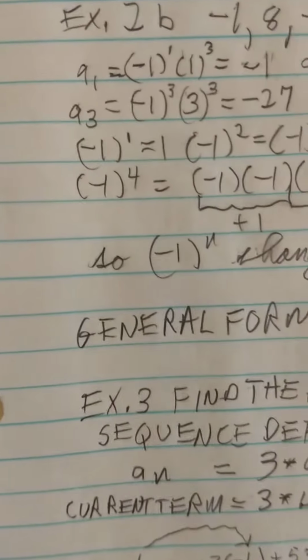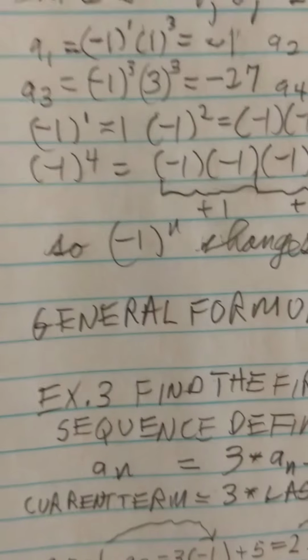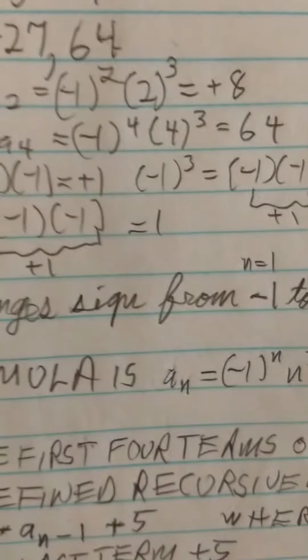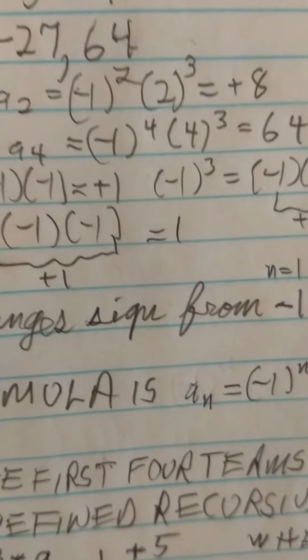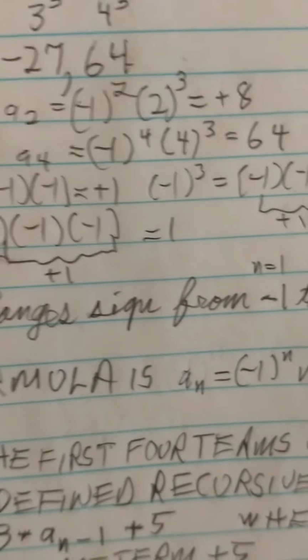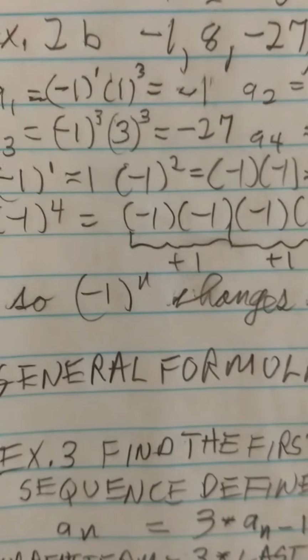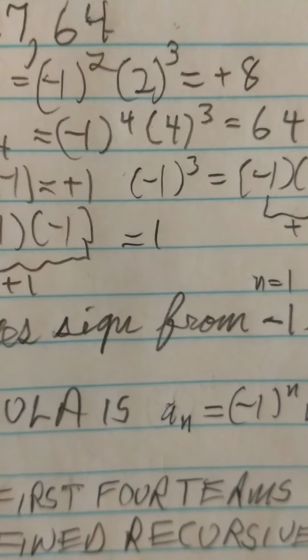So as we look at a sub 1, we have negative 1 to the 1 power times 1 to the third, which is just negative 1. A sub 2 is negative 1 squared times 2 to the third, which is positive 8. A3 is negative 1 to the third times 3 to the third, which is negative 27. And A4 is negative 1 to the fourth times 4 to the third, which is 64.